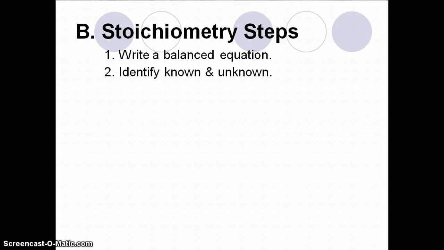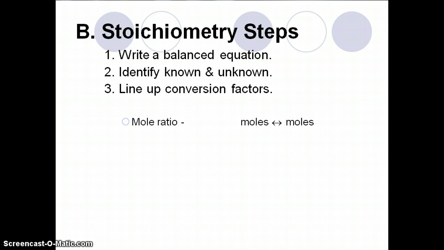Identify what you know and what you don't know. It's very important that you know what you're working with and know what you're working towards. Just like in dimensional analysis, you need to know what your end goal is, and you need to start with what you do know. So, identifying your knowns and unknowns is very important. The next, you line up your conversion factors, making sure that your conversion factors are where they need to be in your dimensional analysis, and we'll talk again about this in a minute.